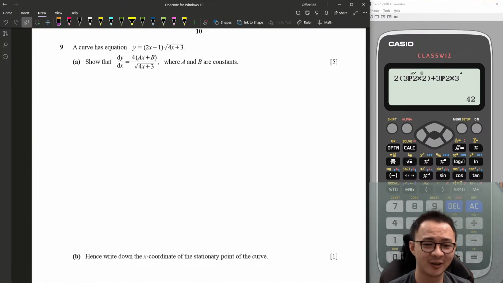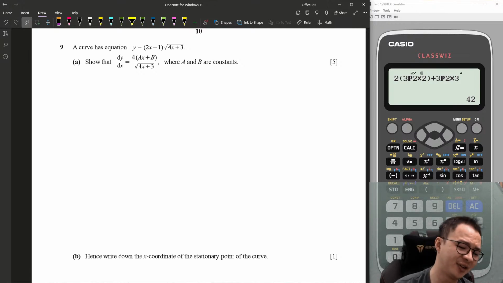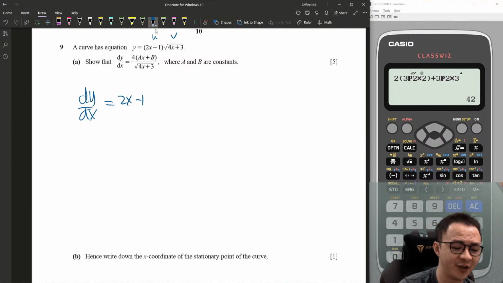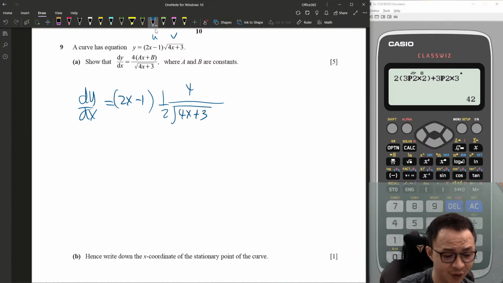Number 9. Alright, so they actually asked us to show this one after differentiation. You get this one. This is product rule. So dy/dx, copy the u, differentiate the v. So differentiate this one. Let me see. I will get 1/2, and then the bottom is square root of 4x plus 3. Top is a 4, isn't it? So you simplify. You will get 2 here.